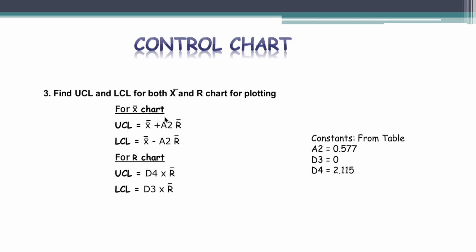Now the only thing we don't know is A2, D3 and D4. What is that? It is the constants. There is a constant table for the control chart. We have to take the A2, D3, D2, D4, all these things from the table.